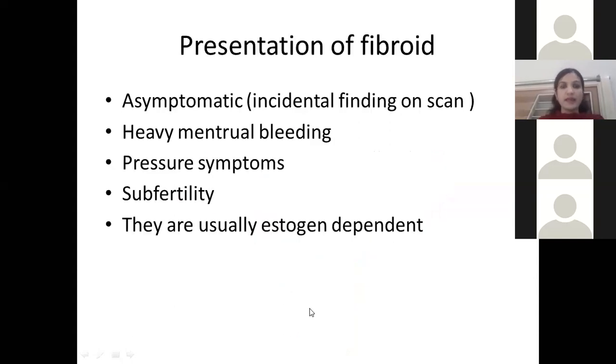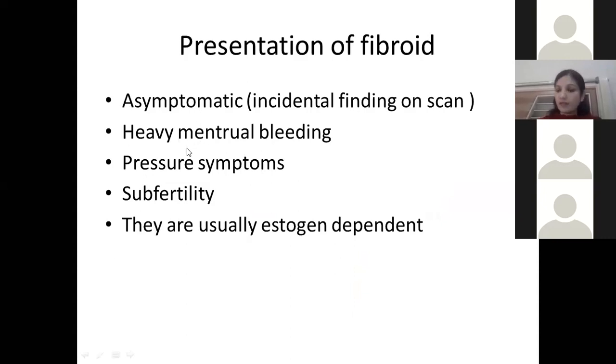Okay. Now, how does the patient present to you? When the patient comes in OPD, mostly the patients are asymptomatic. They don't have any symptoms. And the patient comes with some other problem, and when the scan is done, a fibroid uterus is found. So in that case, what will be the management? That we will discuss later on. Okay. So the patient may be asymptomatic.